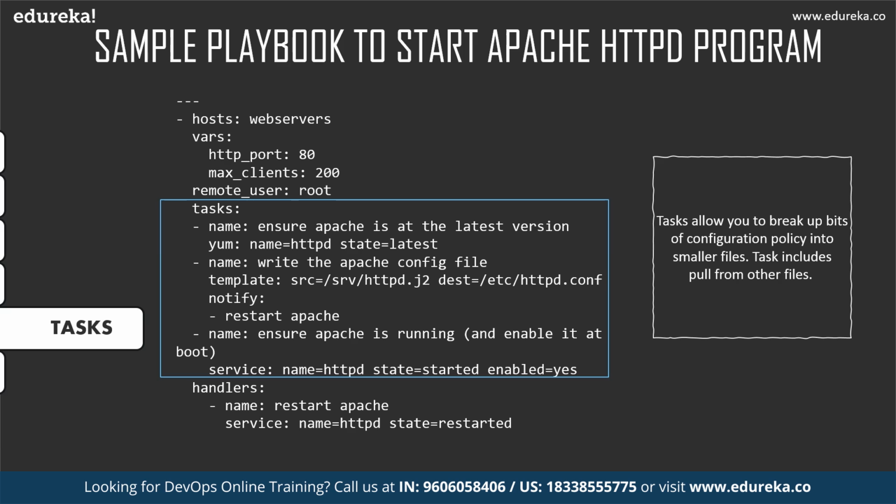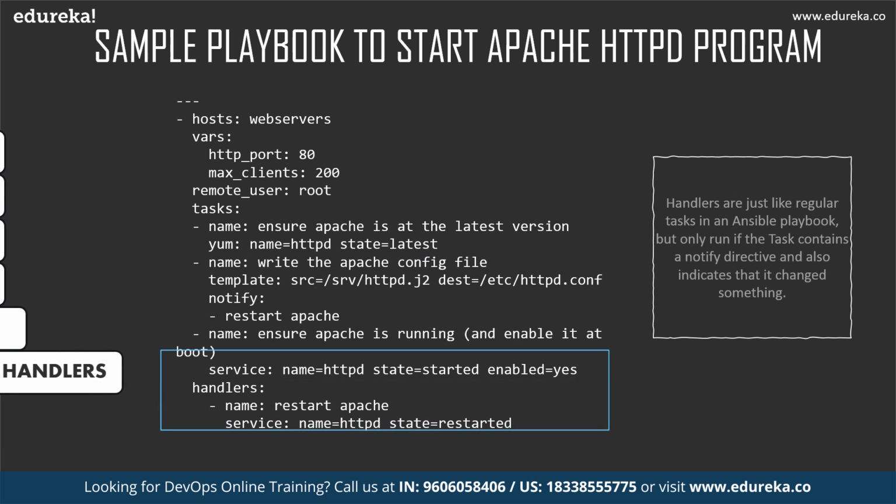So as you can see on my screen, I've mentioned the task name to be ensure Apache is at the latest version, and I've mentioned the command that can be used to complete the task. Similarly, I have another task that is write the Apache config file, and then I've mentioned the template name. After that, I've also used the notify directive in this particular task, and then I've mentioned a third task that is ensure Apache is running. So for that, I've used the service. So that's how, guys, you can declare tasks.